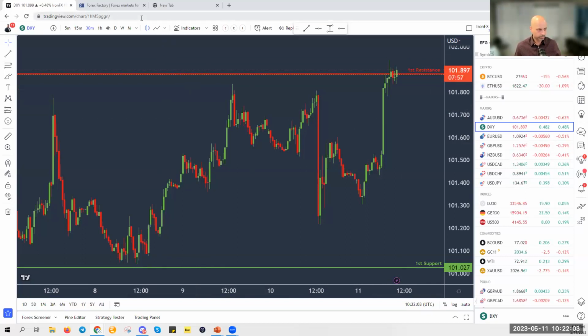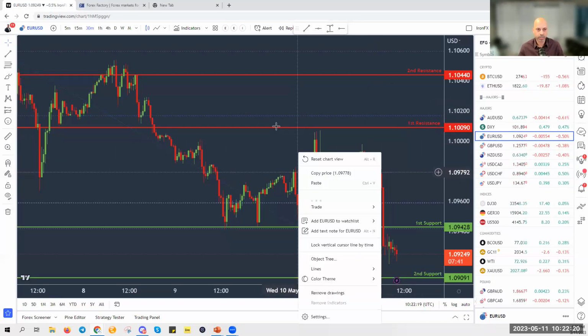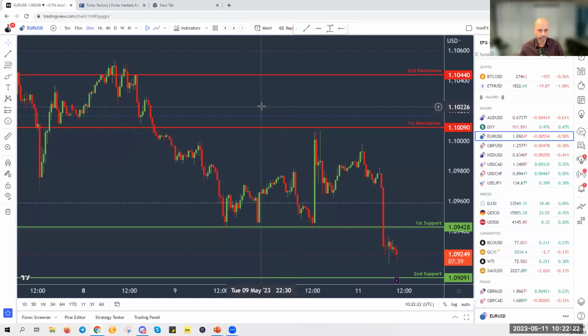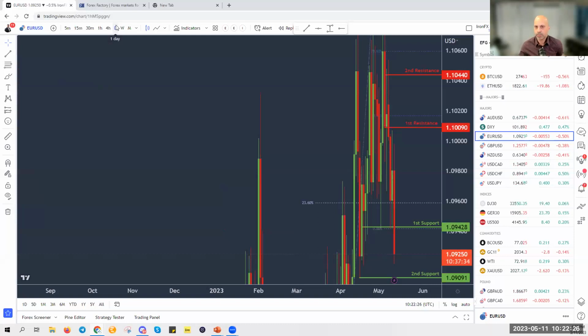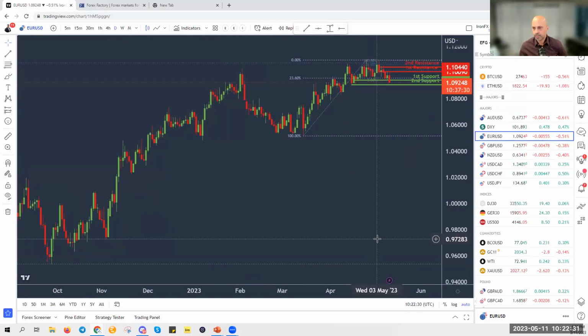Let's just look at a top view for the euro. Since the euro makes up 57% of the dollar index, by looking at the euro itself, we are able to understand how the dollar index reacts as well. Okay, so now I've switched to a daily chart for the euro. This is EUR/USD.